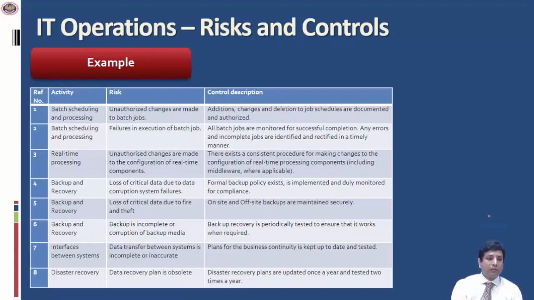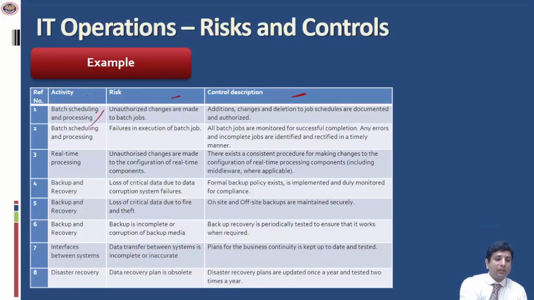So here we have given a list of risks and controls which mitigate those risks for IT operations. Let us look at each activity-wise at what can go wrong. Here we have batch scheduling and processing, which is an activity within IT operations. Now, what can go wrong within batch scheduling and processing?